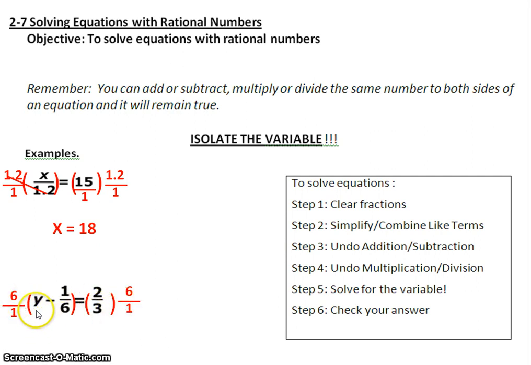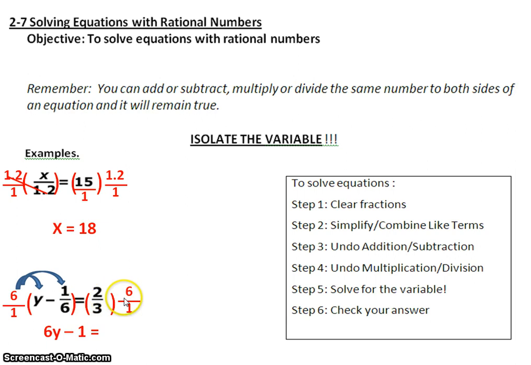Now, on the left-hand side, we're going to use the distributive property. We're going to take 6 and multiply it by y, and then 6 and multiply it by this fraction. When I do that, I get 6 times y is 6y, then 6 times 1 is 6. But 6 over 6 is actually 1. And remember to bring down the subtraction sign. So the left-hand side will simplify to 6y minus 1. The right-hand side, I've got 2/3 times 6.